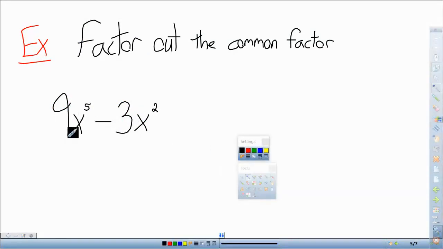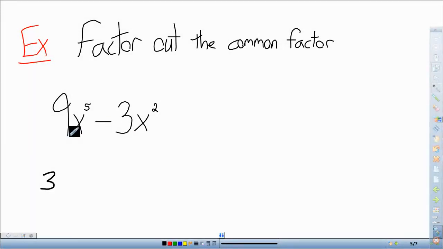Okay, so we've got a 9x to the power of 5 minus a 3x squared. I'm taking a look at these two numbers. By the way, this minus sign, we're not really worried about it just yet. We'll worry about it when we figure out what is left over after we get out the common factor. So what is it? Well, a 9 and a 3, that's pretty obvious, right? I know I can take a 3 out of both of these numbers. So the biggest number I can take out is a 3.